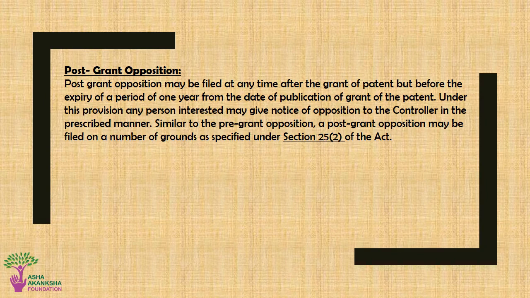Post-grant opposition. Post-grant opposition may be filed at any time after the grant of patent but before the expiry of a period of 1 year from the date of publication of grant of the patent. Under this provision, any person interested may give notice of opposition to the controller in the prescribed manner. Similar to the pre-grant opposition, a post-grant opposition may be filed on a number of grounds as specified under Section 25 Clause 2 of the Act.